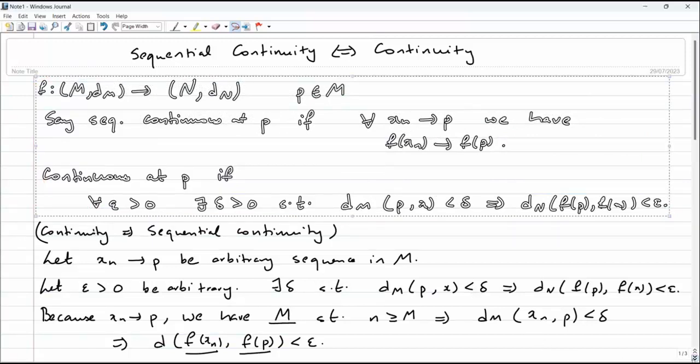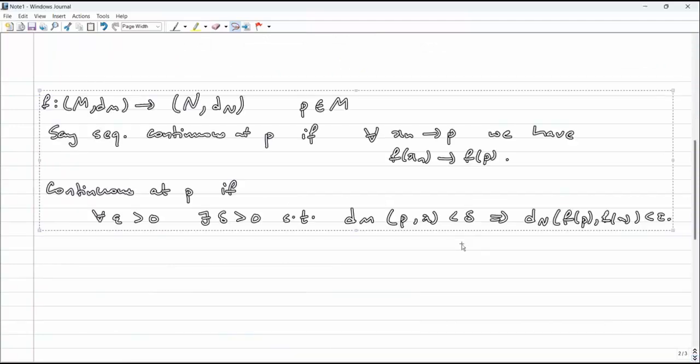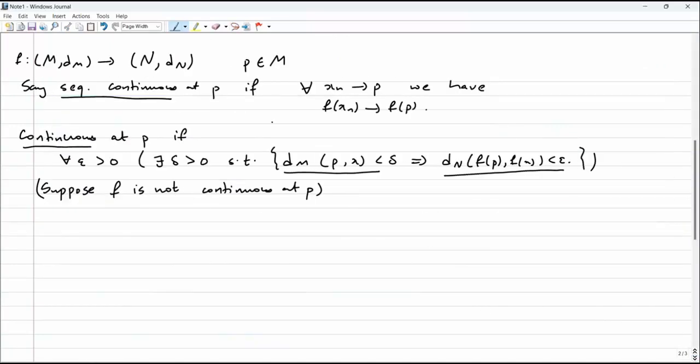Let me go to next page. The way we are going to do this is via contrapositive. So we will assume that our function is not continuous at p, and then we will show it's not sequentially continuous at p either.